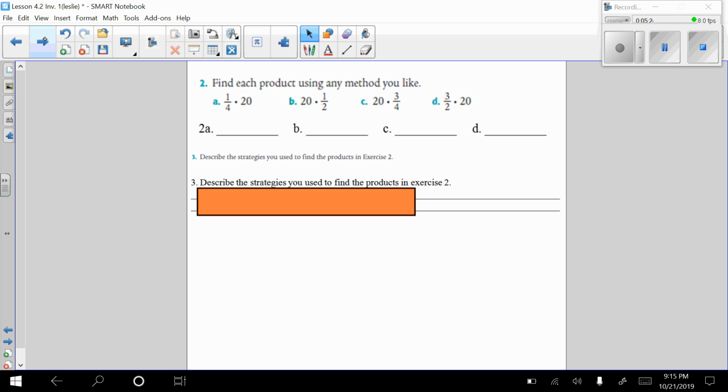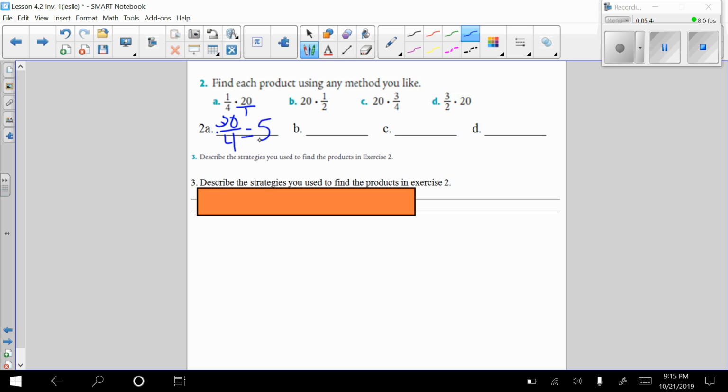Now let's find the product using different methods. Well, the first thing we just did was multiplying a fraction by a whole number. Put the whole number over 1 and multiply. Well, 1 times 20 is 20. 4 times 1 is 4. 20 divided by 4 is 5. That's one way of doing it.